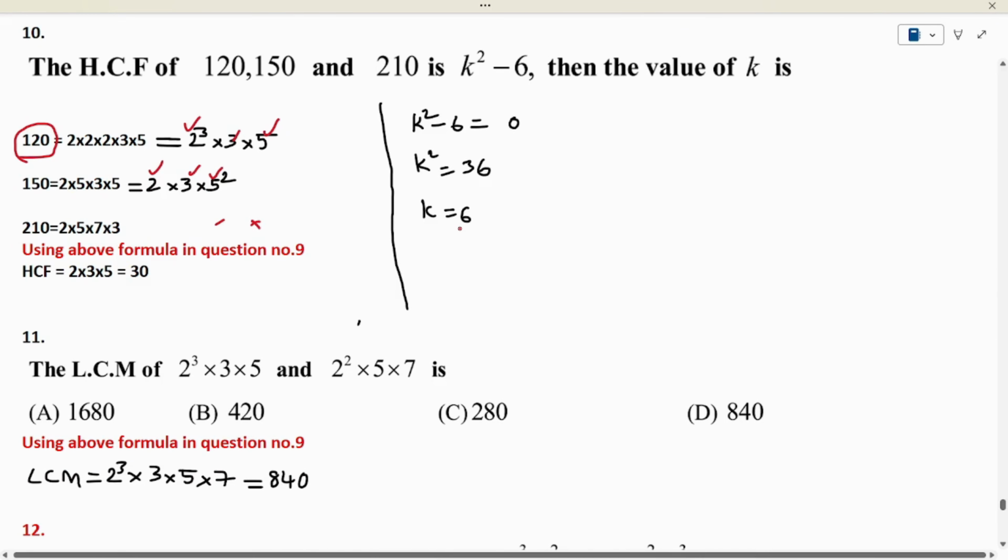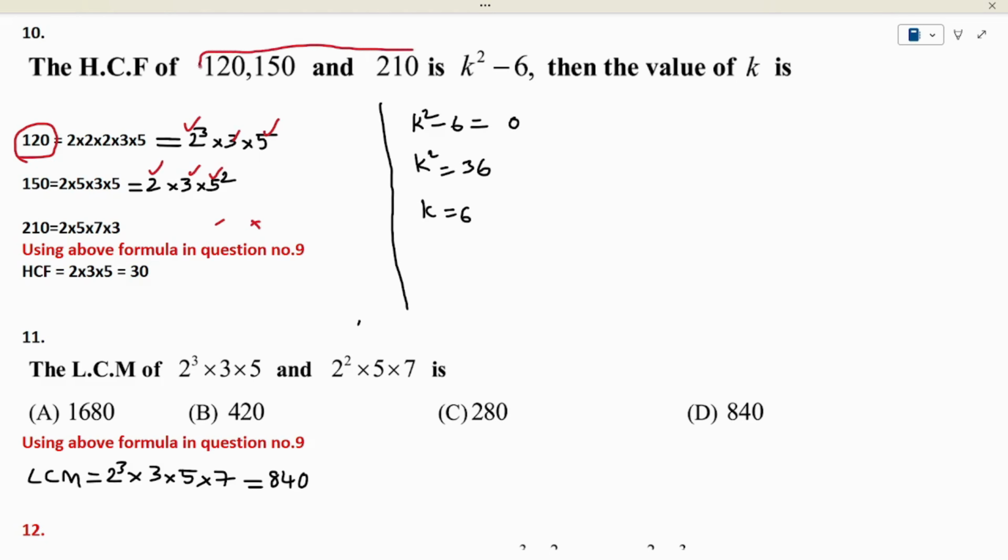Question number 10. The HCF of 120, 150 and 210 is k square minus 6. Then find the value of k. Here also, we need to make prime factorization of these three numbers. That is 120, 150 and 210. 120 can be written as 2 into 2 into 2 into 3 into 5. That is 2 cubed into 3 into 5. 150 can be written as 2 into 5 into 3 into 5. It can be written as 2 into 3 into 5 square. 210 can be written as 2 into 5 into 7 into 3.